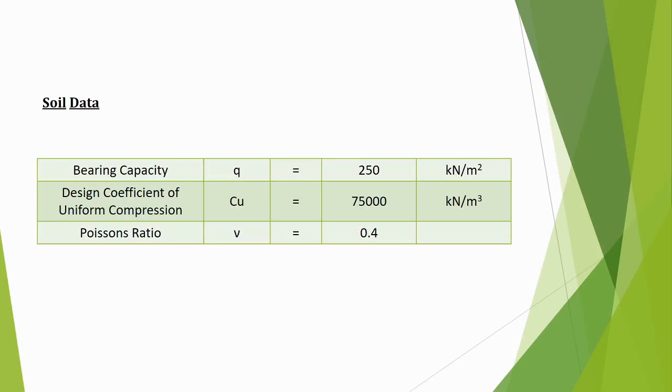The coefficient of uniform compression that we get on site needs to be converted to design coefficient as the size of plate and the base area of the foundation are different. So presently we are taking directly the converted value of Cu, that is 75,000 kilonewton per meter cube.